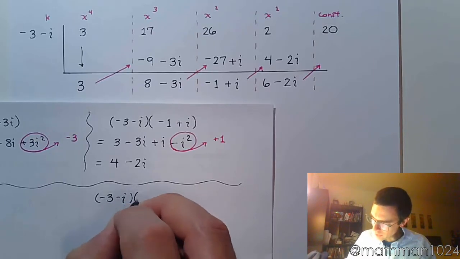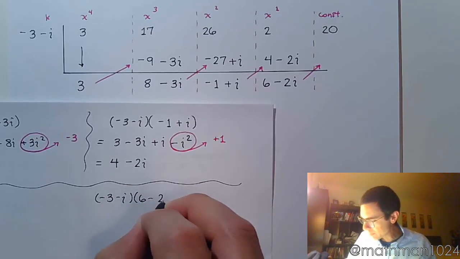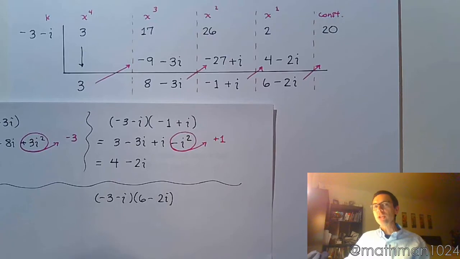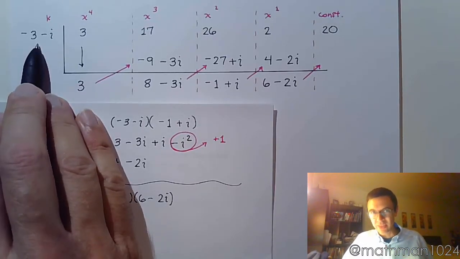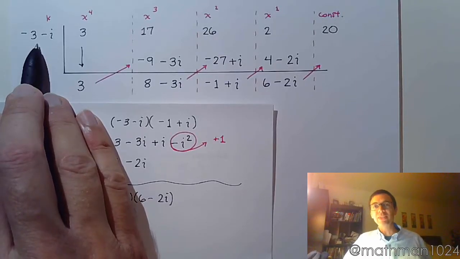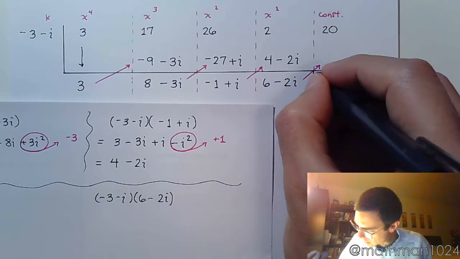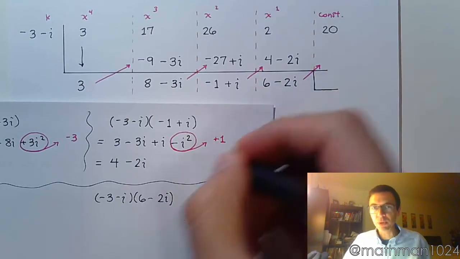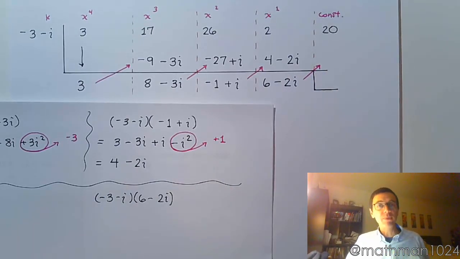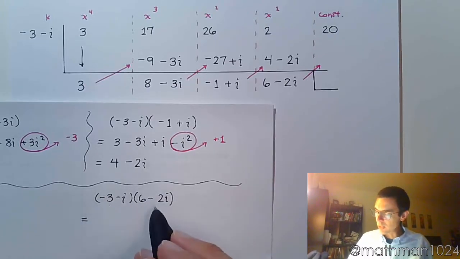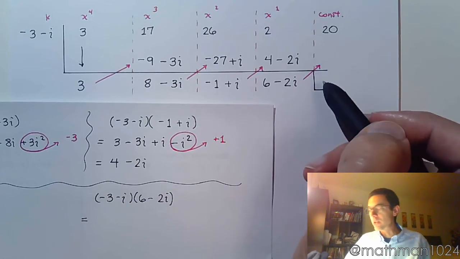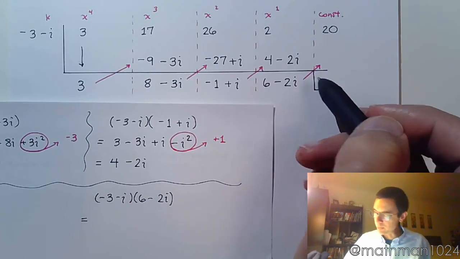Now, I already know what the answer should be. And the reason I know what it should be is because of what we were given. We were given that this value is going to give us a 0 for this function, which means my remainder over here is supposed to be 0. If it's not, then we've done something wrong. So I know that when I multiply this, I better get negative 20 so that I can get a 0. Well, let's see if that's true.